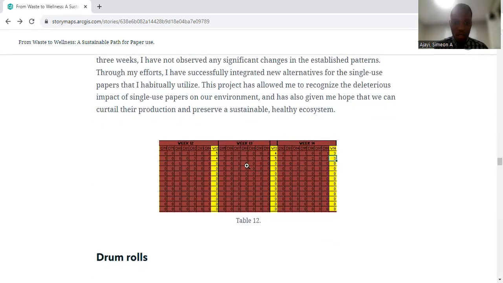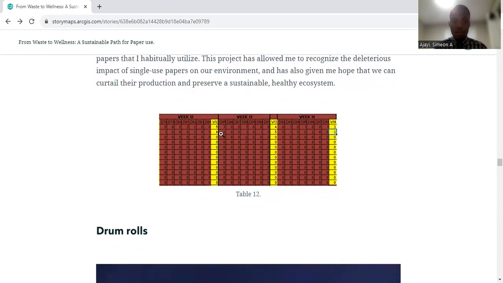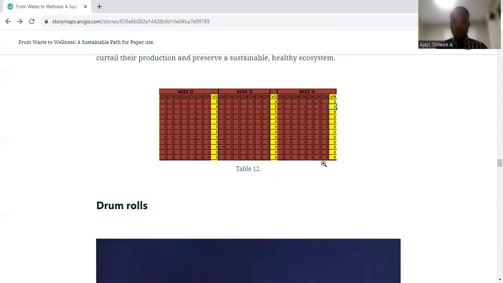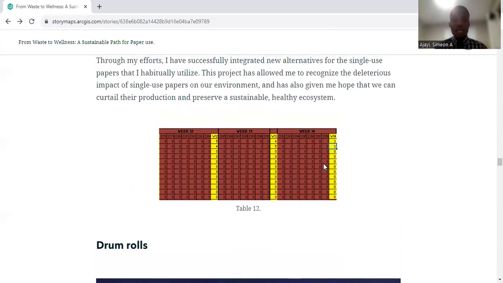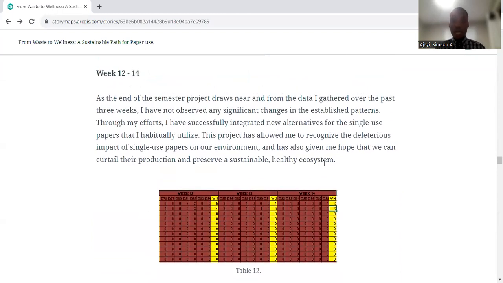So this is the data for week 12 to week 14. The same trend: 5 for toilet paper and paper towels for week 12, then toilet paper 4, and the rest is 0. 4 for paper towels and 5 for toilet paper for week 13, and the rest is 0. Then for week 14, which is the last week, 3 for paper towels and 3 for toilet papers as well. So this marks the end of my weekly activities.